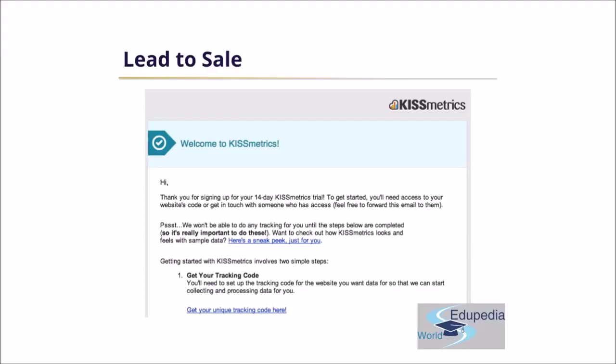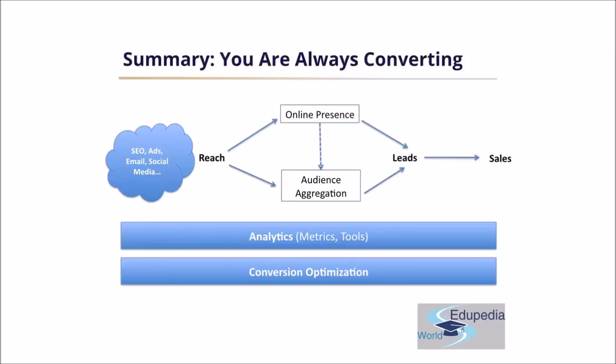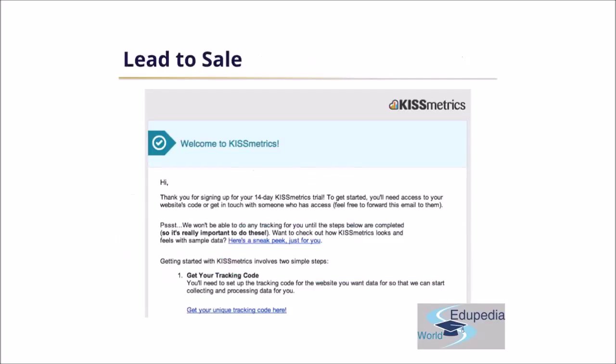So the other example is, right, you give them a free trial, you give them all your hyperlinks so that people can test it out, people can see what you're talking about, right? So at the end, what are you doing? What are you curating? You're building an online presence, you're aggregating people, and then you're converting those leads, and that lead is going to convert into sales thanks to examples like this. They thank you for signing up for your 14-day trial. To get started, you need to access your website's code. Here's how you do it. And then getting started with GuestMetrics, shebang, it's done.